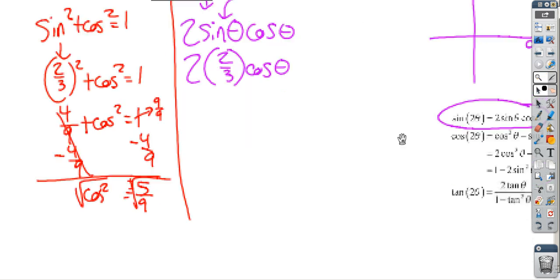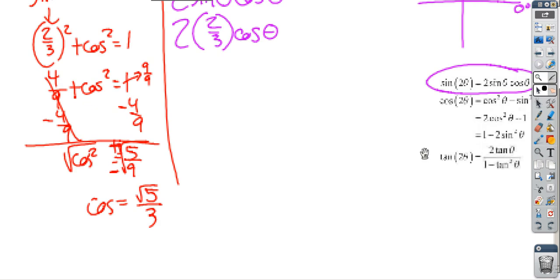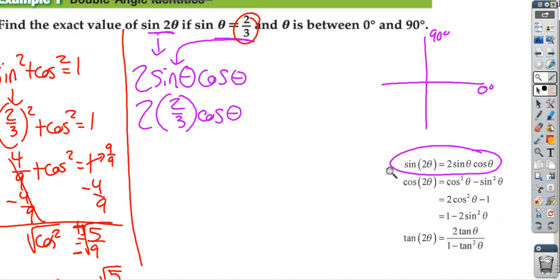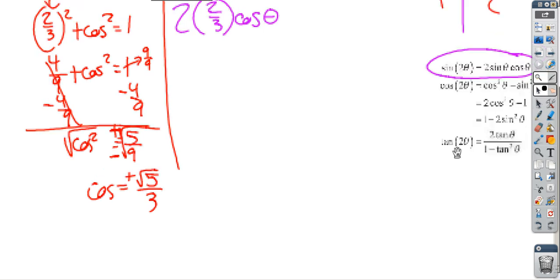And then that simplifies down to cosine equaling the square root of 5 over the square root of 9, and the square root of 9 is 3. Now again, we put a plus or minus in front of that. How do we know which is which? Well, they tell us up here that theta is in the first quadrant. It's between 0 and 90. And if you remember this acronym, all students take calculus, all things are positive in the first quadrant. So that means the cosine will be positive root 5 over 3.